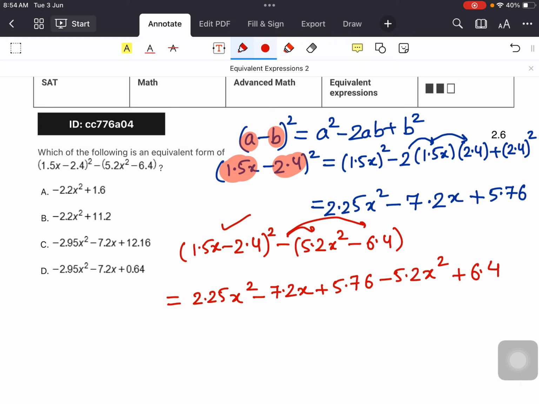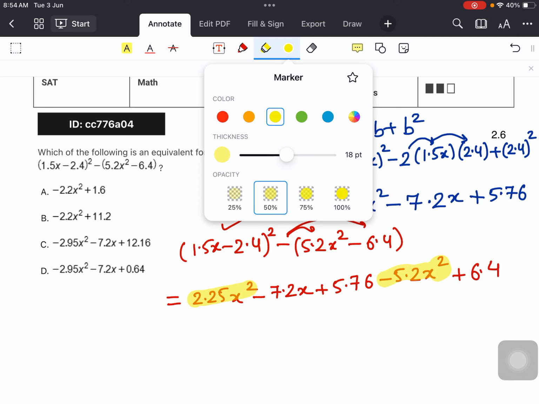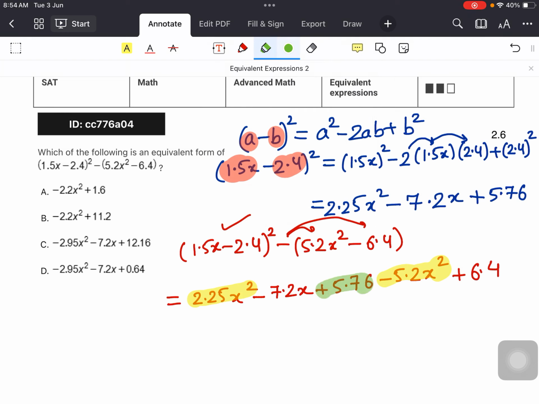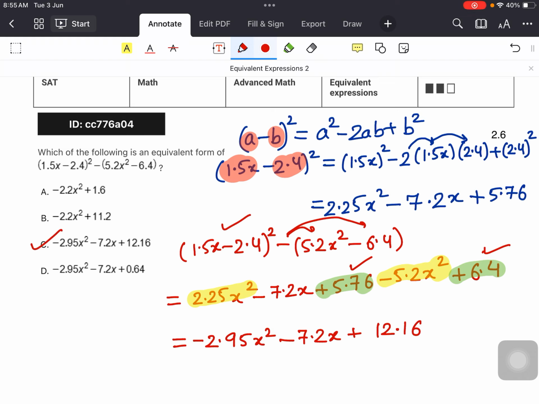Work out the similar terms. What are the similar terms I can see here? 2.25x squared and this is minus 5.2x squared. They are the same. And another one is 5.76 constant and 6.4. The x term is only one time there. So after simplification, for the x squared I am getting minus 2.95x squared, minus 7.2x like that, and by solving the constants we are getting 12.16. So I can find this option in option C. So this will be the answer.